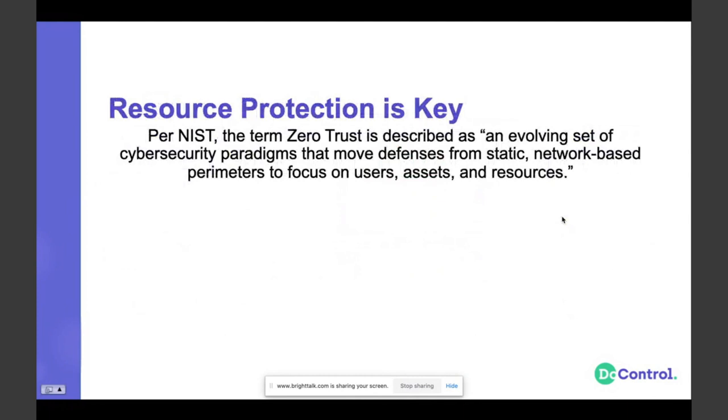Okay, so let's highlight how NIST is actually defining zero trust. In the report, they describe zero trust as an evolving set of cybersecurity paradigms that move defenses from static network-based perimeters to focus on users, assets, and resources. So let's dissect these three focus areas a bit, because it's obviously relevant to what we're discussing today.